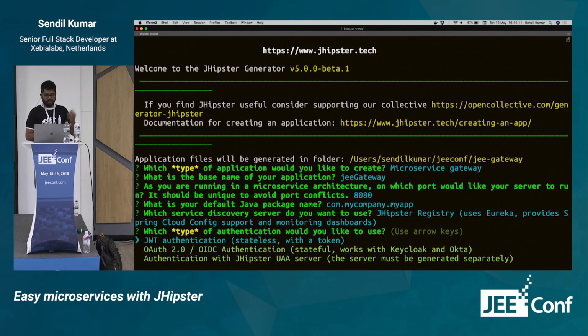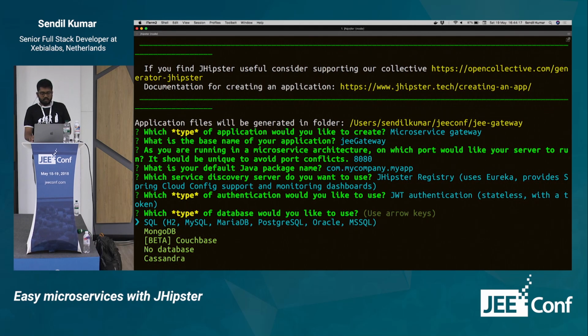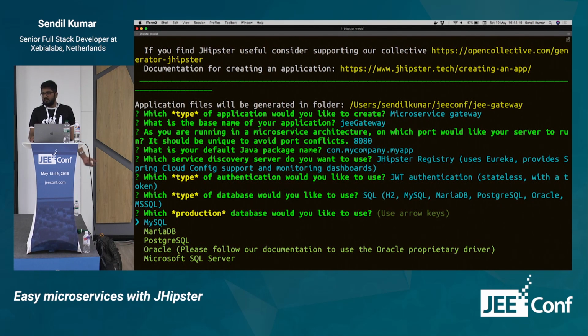OK, we have 3 hands. So it generates everything out of the box. First, we'll generate with the JWT authentication. And then the type of database, we'll choose SQL. We do have SQL and NoSQL stuff. So for SQL, we have this many databases supported. We'll go ahead and use MySQL.